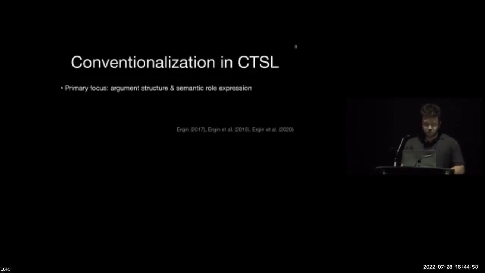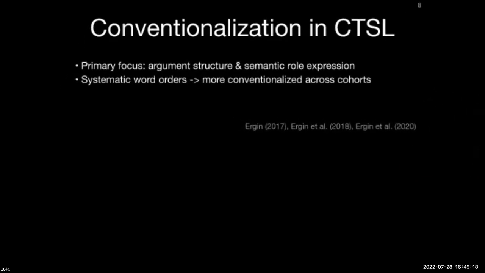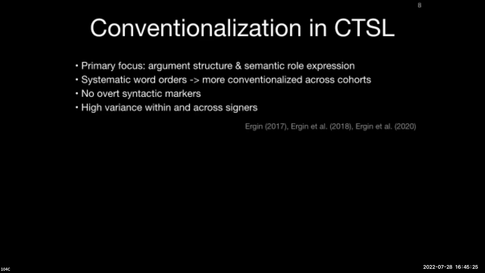So previous research on CTSL has focused primarily on finding signs for conventionalized structures. And that work in particular has explored the development of argument structure in the language. Our co-author Rabia Ergin and her collaborators previously found evidence for systematic word orders that got more conventionalized across generations of speakers. But they didn't find any evidence that CTSL has overt syntactic markers. And more recent work has found that CTSL has more variance in word order preferences, both within and across signers compared to other emerging sign languages.